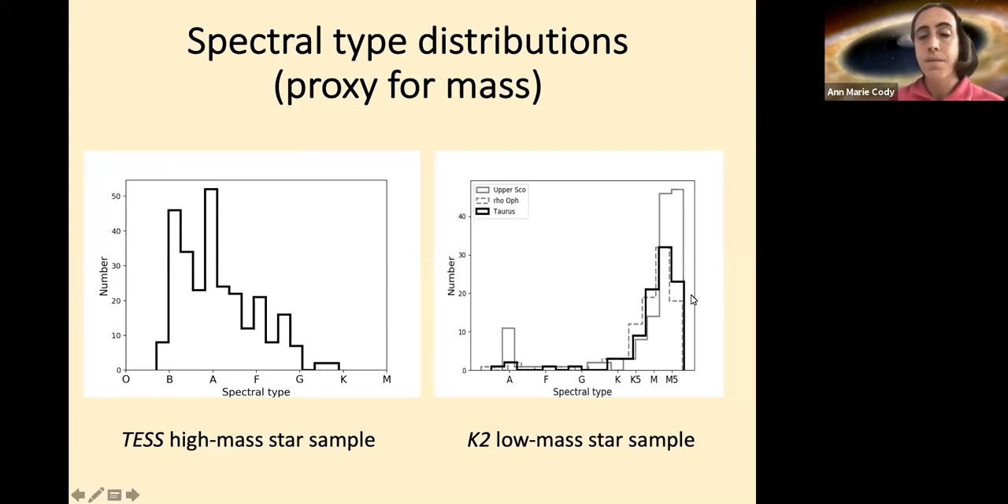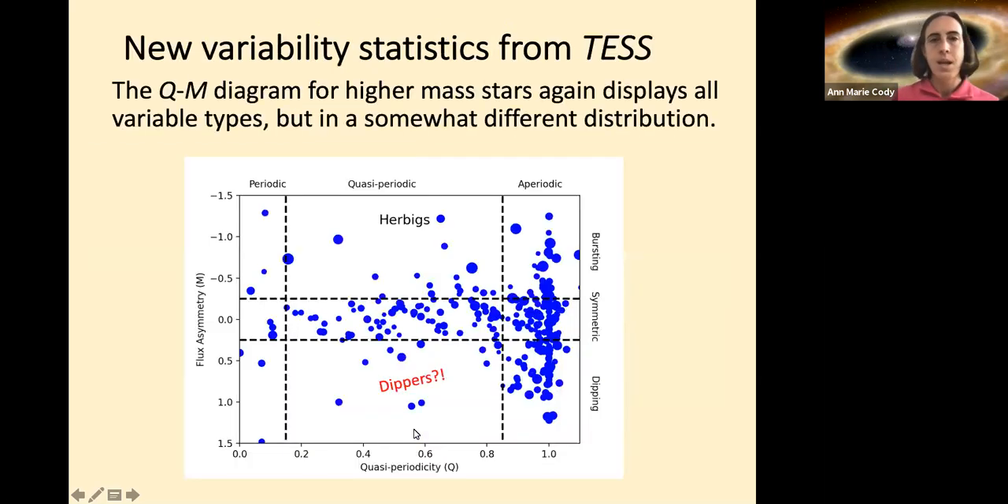For the Kepler K2 mission, we obtained several hundred light curves for stars, primarily in the K and M range. So these are highly complementary samples. Let's take a look right off the bat, before we check out the light curves, at this Q and M diagram now for Herbig stars observed with TESS.